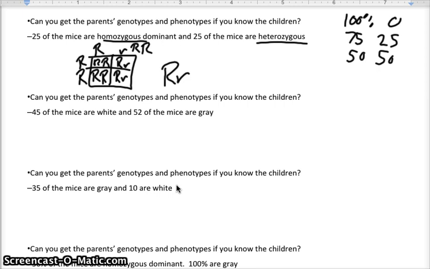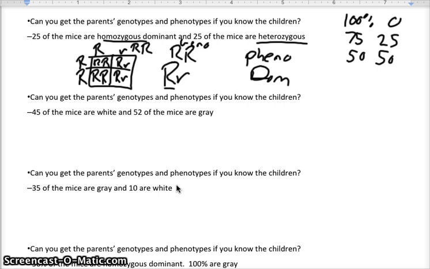And big R for the parents' genotypes, and for the parents' phenotypes, they would both be... Now, I didn't give you a phenotype, so we're just going to leave that blank, but they're going to be dominant because it has the big R's. They're both going to be dominant.